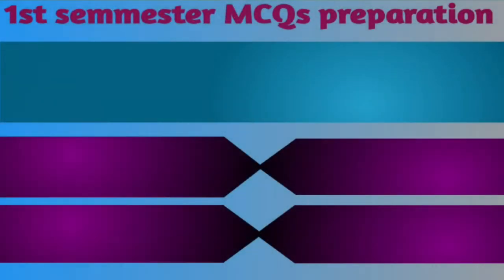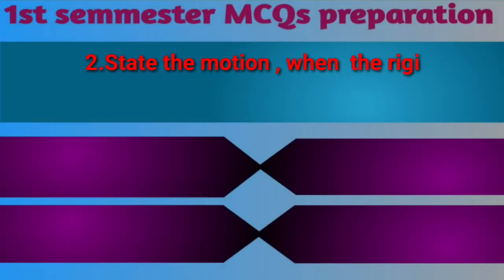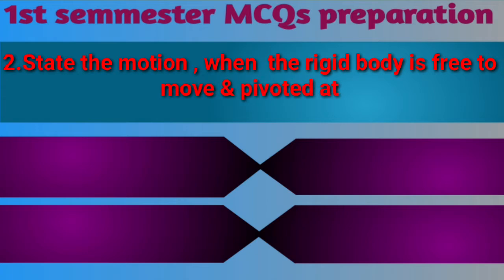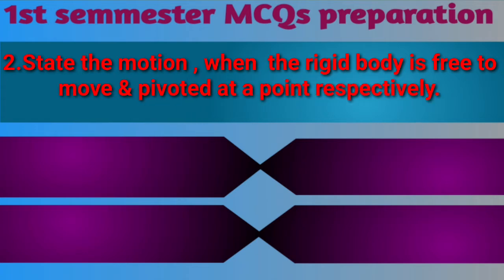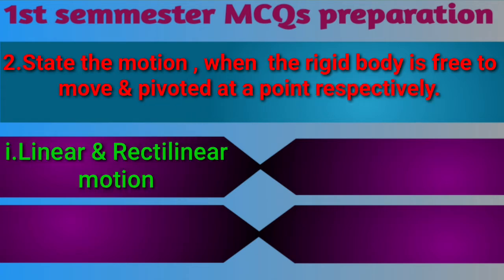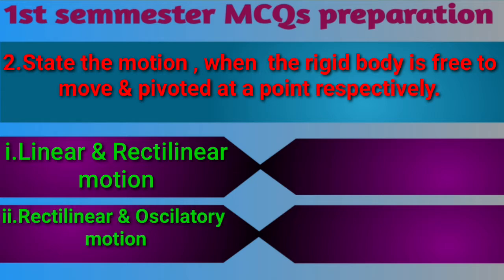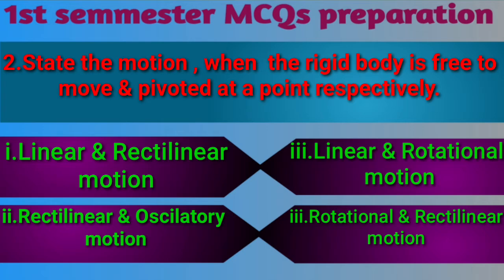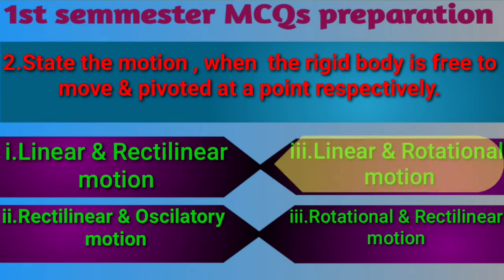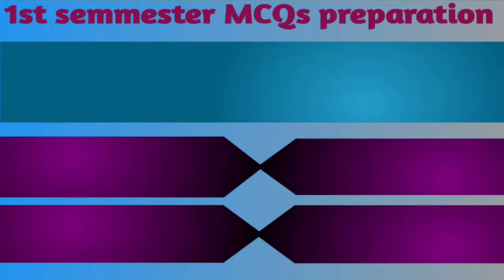So the second question is, state the motion when the rigid body is free to move and the rigid body pivoted at a point respectively. As we know, when the rigid body is free to move, it shows linear motion, and when it is pivoted at a point, it shows rotational motion. So the right answer will be linear and rotational motion, that is option number 3.